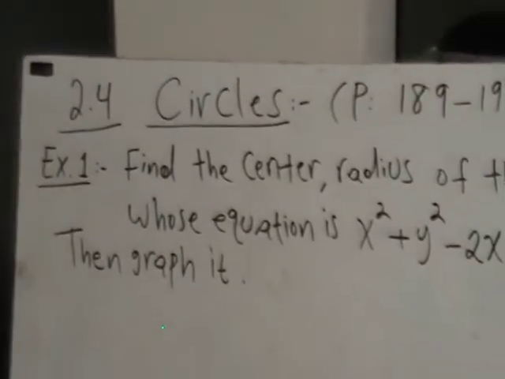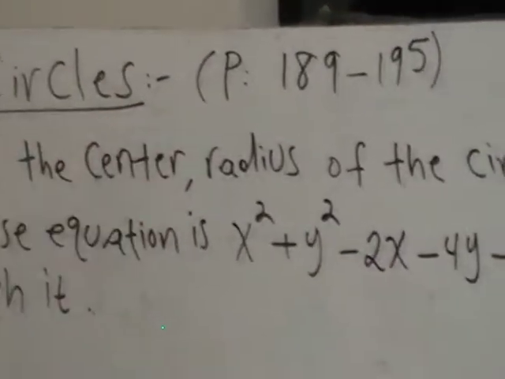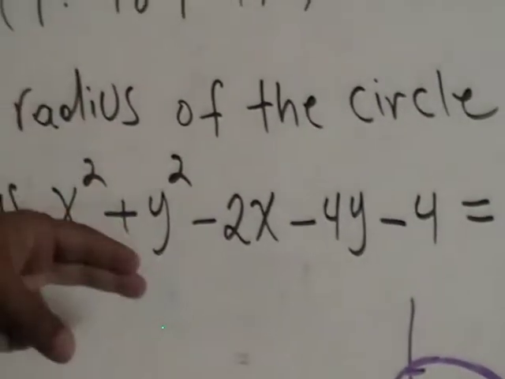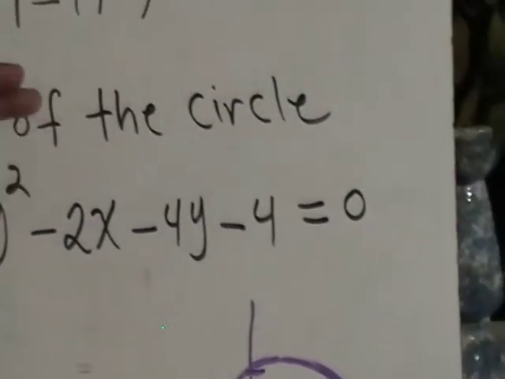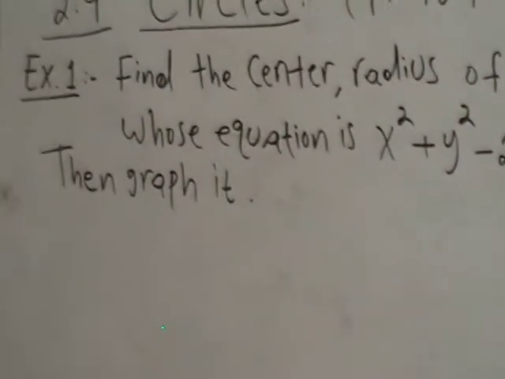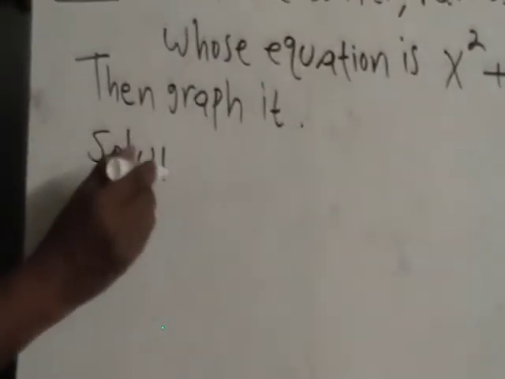Here is example 1. Let's say the question was: find the center and the radius of the circle whose equation is x squared plus y squared minus 2x minus 4y minus 4 equals 0. Then graph it. How are we going to proceed in this? As follows. Please give me attention carefully.